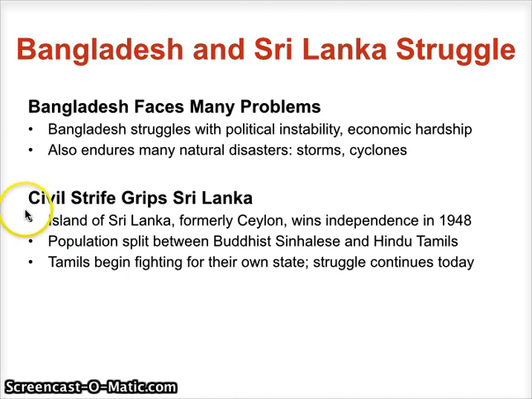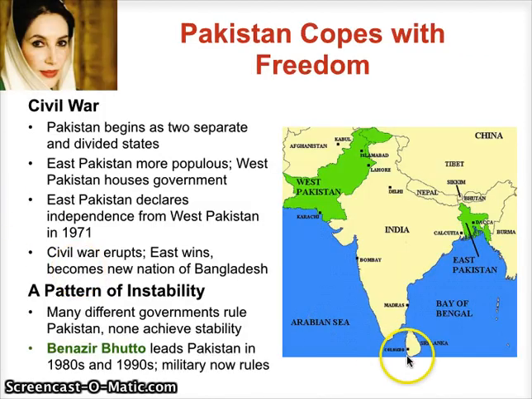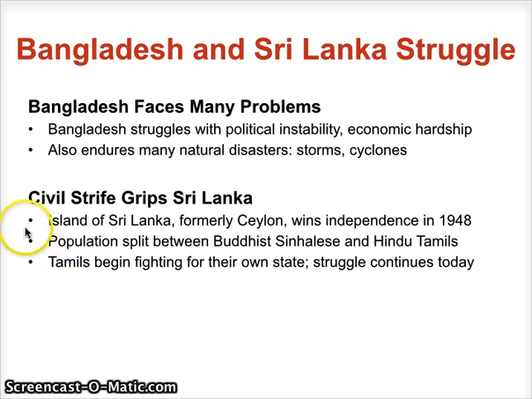The last thing we're looking at is Sri Lanka. Now Sri Lanka, if we look back at this map, you can see Sri Lanka right here. It's a large island off of India. It was formerly Ceylon, and it wins its independence in 1948. This population on this island is split between Buddhists and Hindus, and there are 2 different culture groups as well, the Sinhalese and the Tamil. Now the Tamil end up beginning to fight in their own state, and that struggle still continues today. So we're still seeing some tension in Sri Lanka as well.